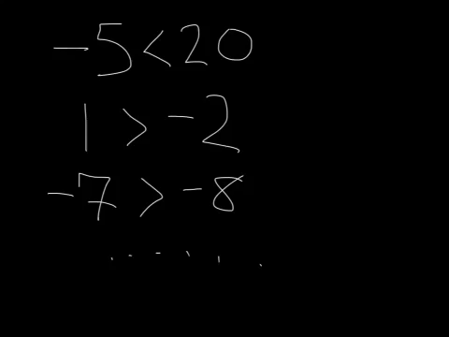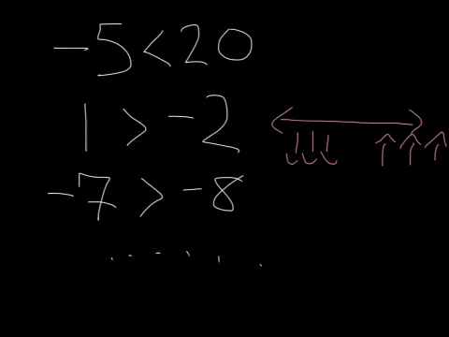You can always draw yourself a number line, and remembering as you go towards the right, the numbers get bigger and bigger and bigger, and then as you go towards the left, numbers get smaller and smaller and smaller. So on our number line, if it's further to the right, we know it's greater than.